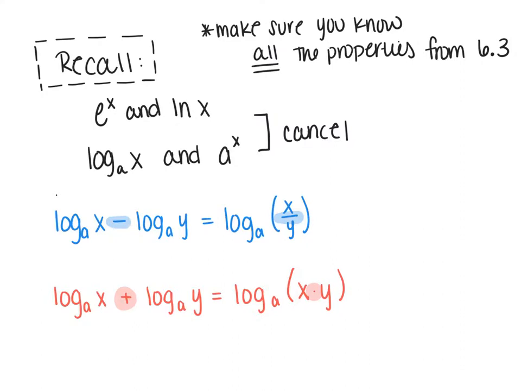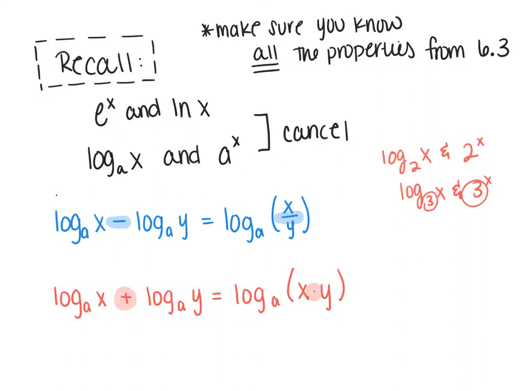So you'll see up top, if you just remember that e and natural log undo each other, log base something and that exponent undo each other. So for example, log base 2 of x and 2 to the x undo each other. Log base 3 of x and 3 to the x. As long as these two numbers match, they will cancel each other out.